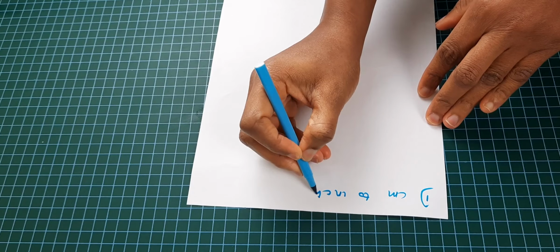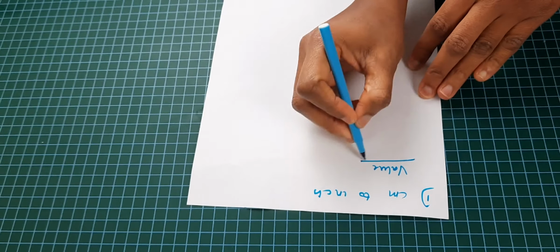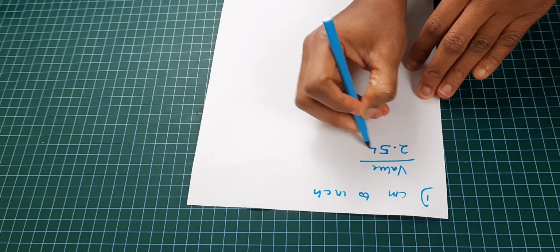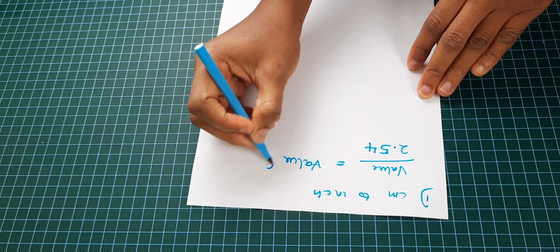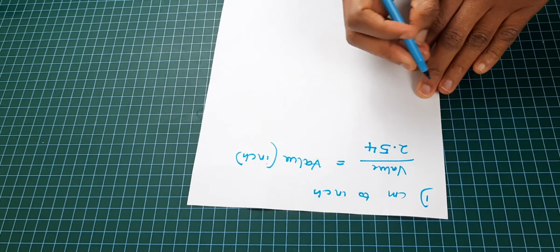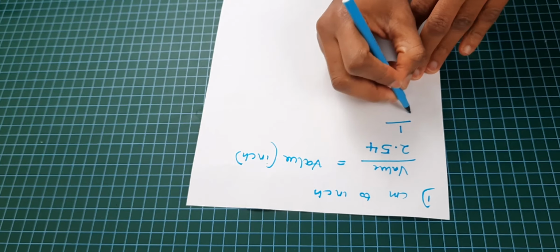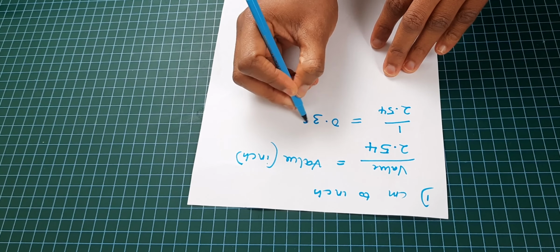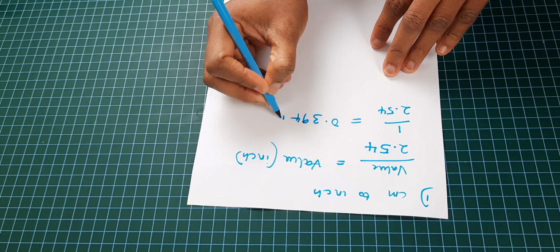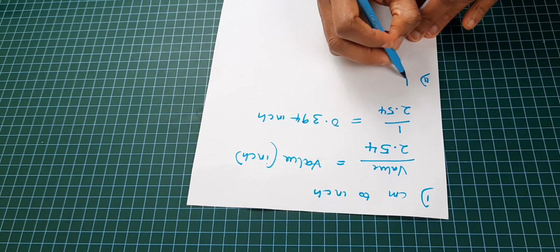Number 1. From cm to inch, your value divided by 2.54 gives you a new value in inch. Example, 1 cm divided by 2.54 gives 0.394 inch.